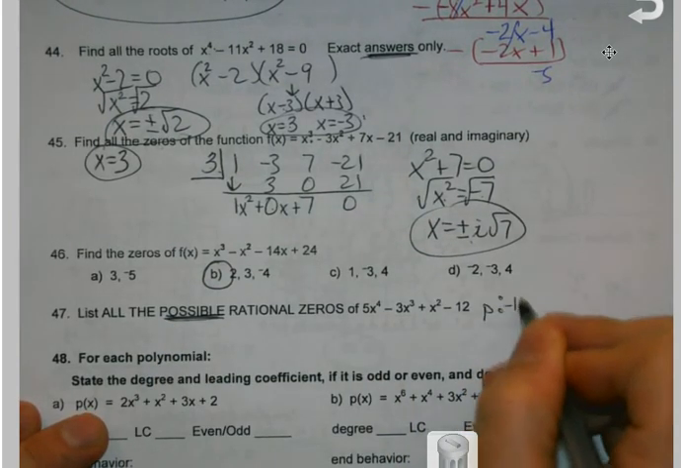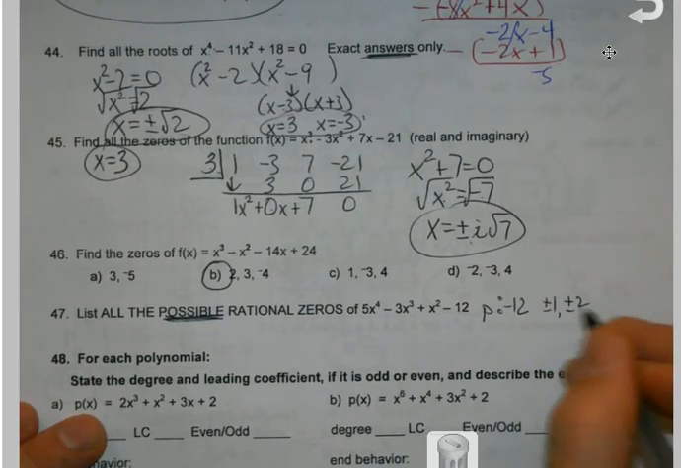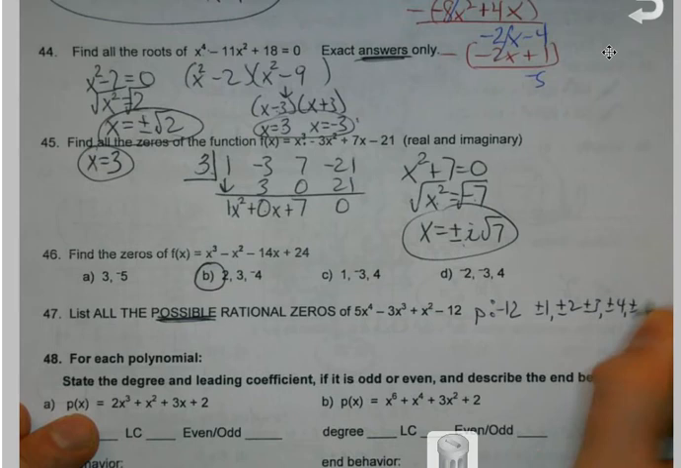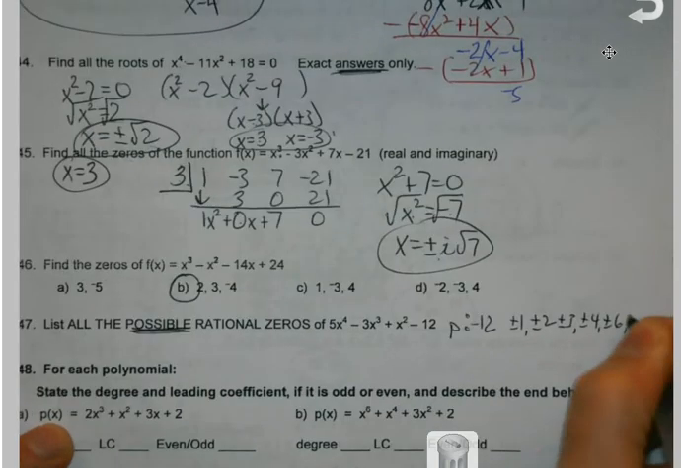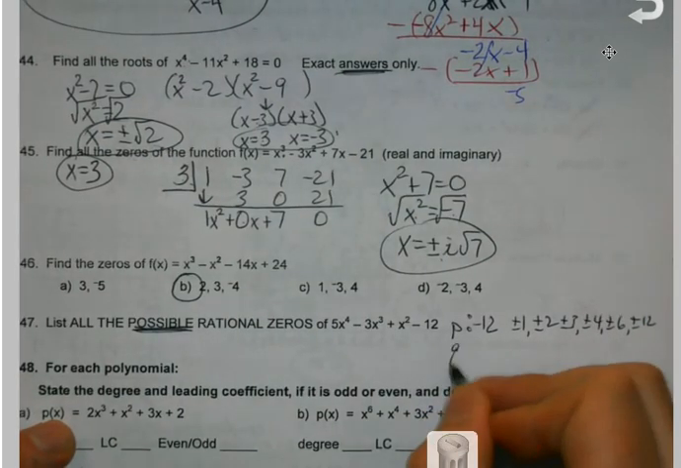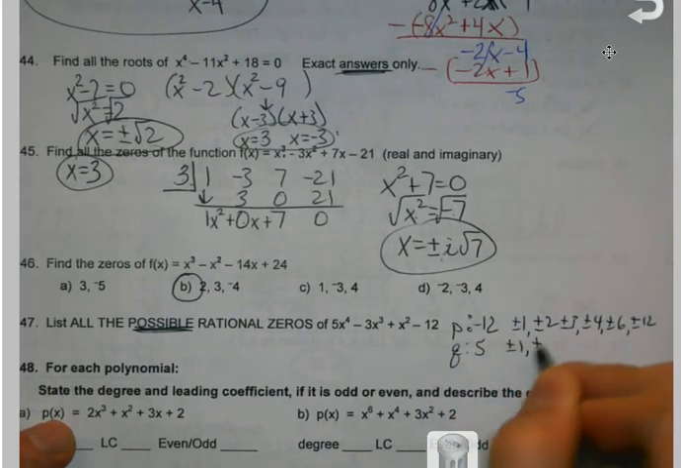P-value, negative 12. So I have plus or minus 1, plus or minus 2, plus or minus 3, plus or minus 4, plus or minus 6. Holy cow, plus or minus 12. Okay, I'll fit them all in there. My Q is 5, which is plus or minus 1, plus or minus 5.